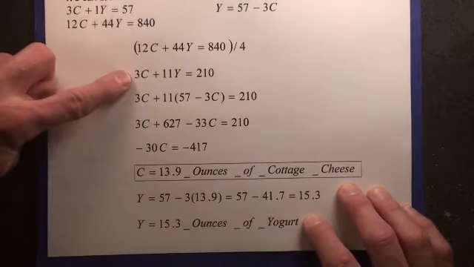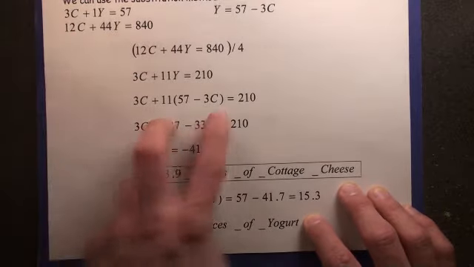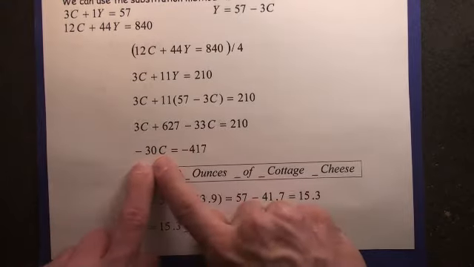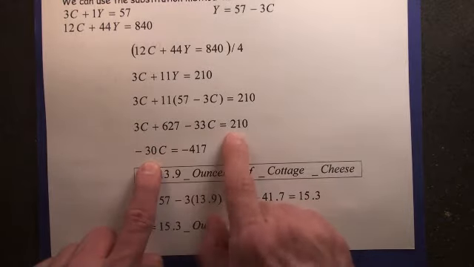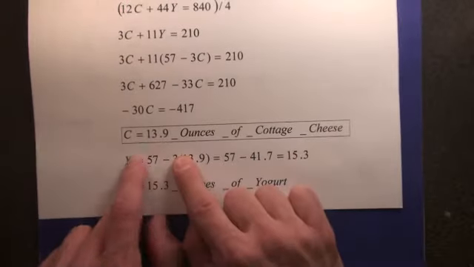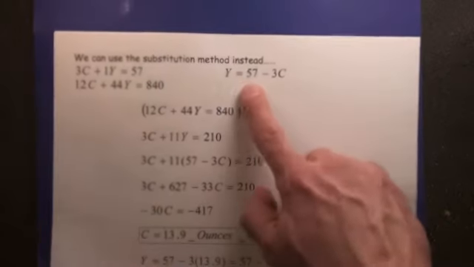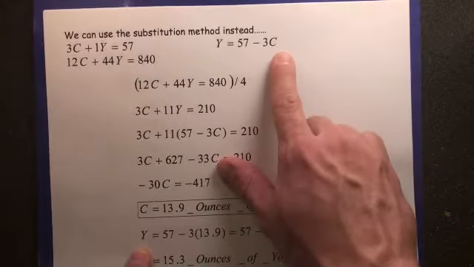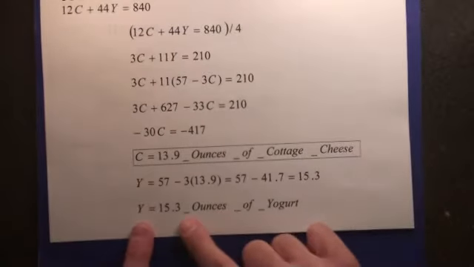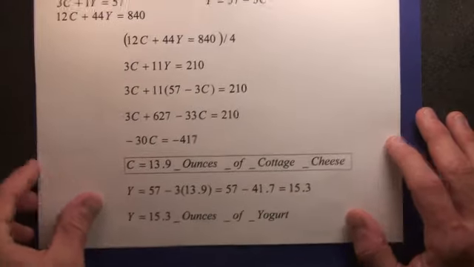By the way, you didn't have to do this, but it just makes life easier because you're working with smaller numbers. Distribute the 11, and then we combine like terms. You get -30c. You subtract 627, you divide, you get 13.9 ounces of cottage cheese. How do you find the yogurt? Well, you go back to the y equals equation, and you throw the 13.9 in for c, and you get 15.3 ounces of yogurt, so there you go.